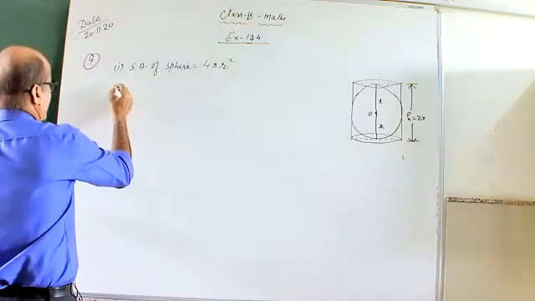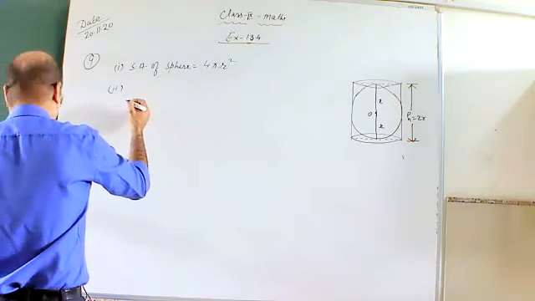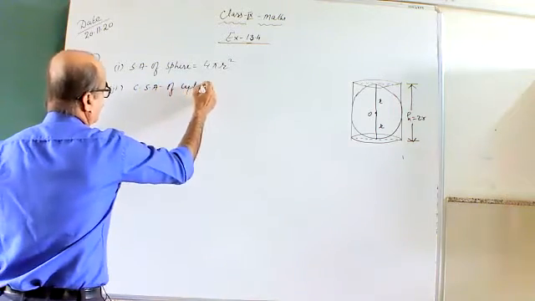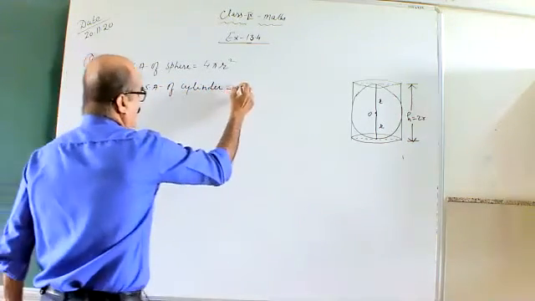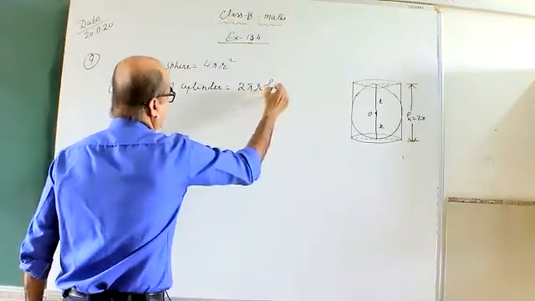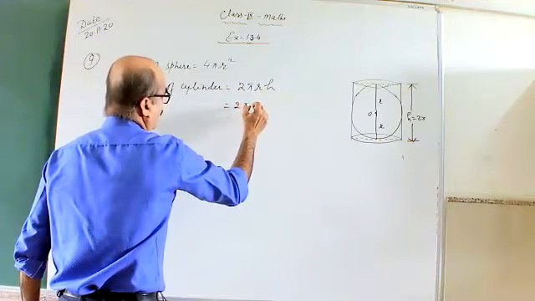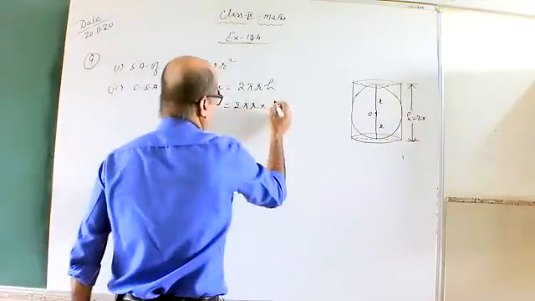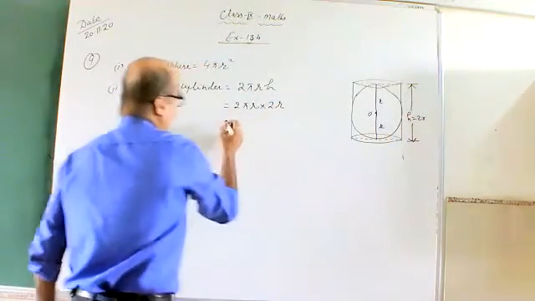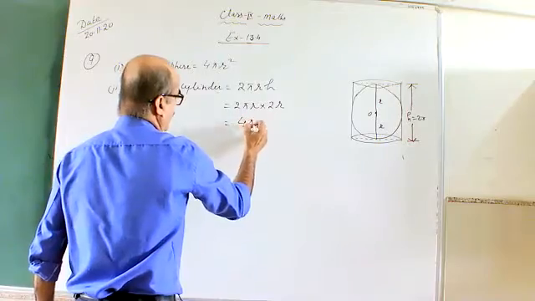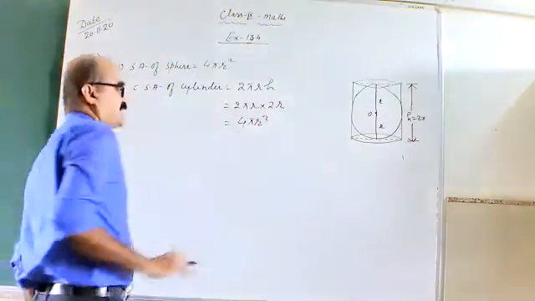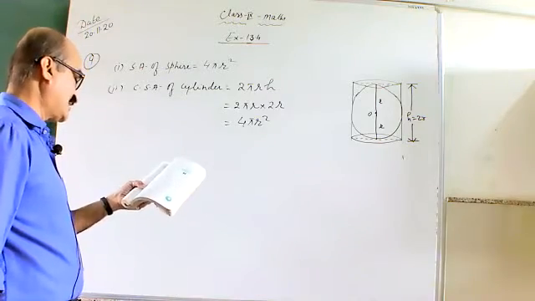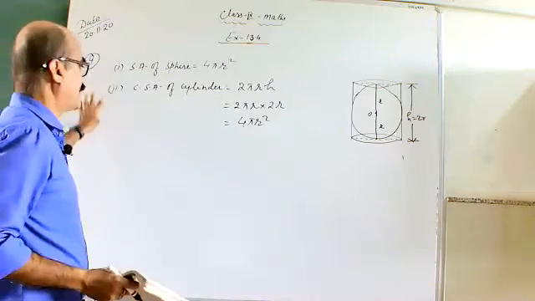Then the second one is the total surface area of the cylinder, which will be equal to 2 pi r into h, plus the circular ends. Here h is equal to 2r, so you can substitute h equal to 2r. This becomes 4 pi r square. So the total surface area of the cylinder will also be 4 pi r square. And we need to find the ratio.